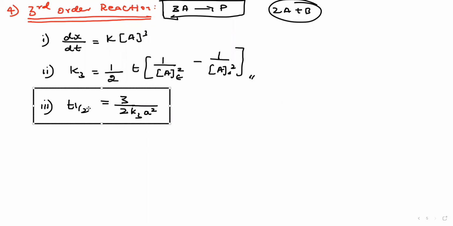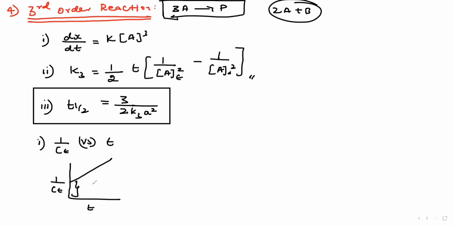Now, what about t half? It is inversely proportional to the square of the concentration. Very important. Now, what is the graphical representation? Please note, important graphs for the third order reaction. First graph, same: 1 by Ct versus time. Same increasing graph. What is the intercept? 1 by C naught square. What is the slope? Slope is nothing but 2 K3. That is the first equation, and second, the t half equation.